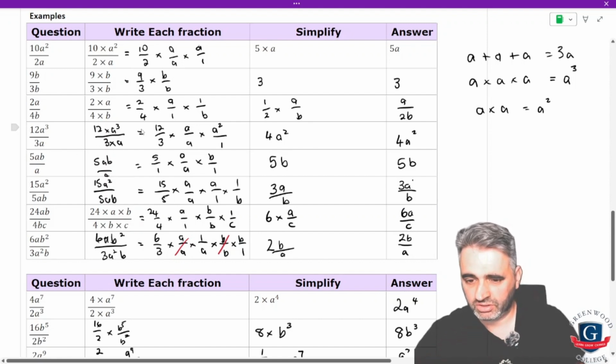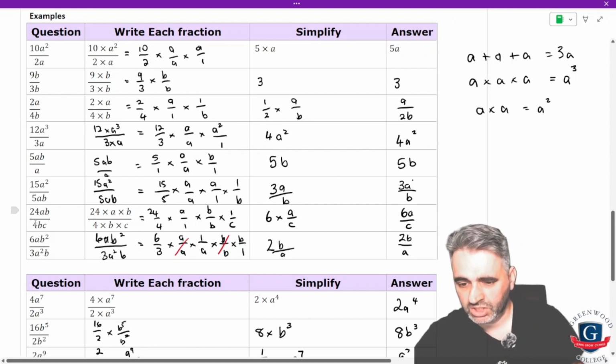12 on 3, a on a, we'll get rid of that. We get left with a squared, so that's 4a squared. 5a on a times b, that just goes for 5b. 15 on 3 is 5, a on a is 1, we get left with an a on the top and a b on the bottom, 5a on 3b. 24 on 4 is 6. There's just a, so that stays on the top. b on b cancels out, c stays on the bottom. 6a on c.